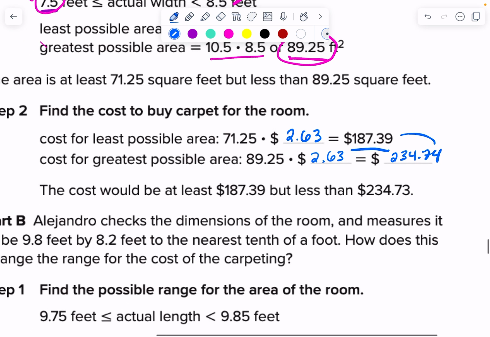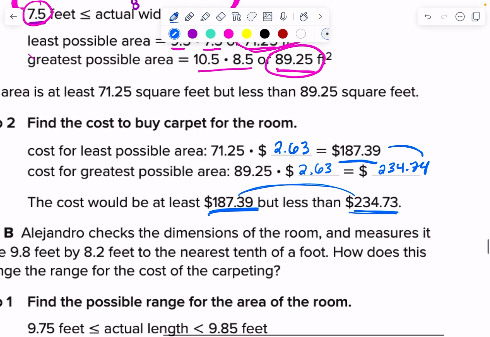So we know that the cost of my carpet is this much at the least and this much at the most, right? Now that's a pretty huge window. That's a window of like $50. Like, what if I want that to be closer, right? Like, what if I want that window in closer?